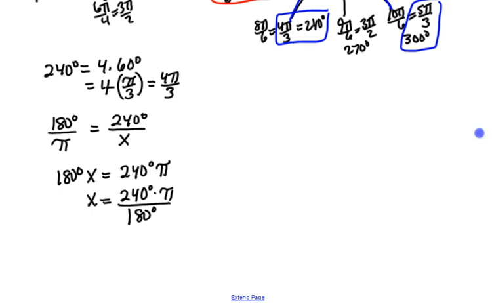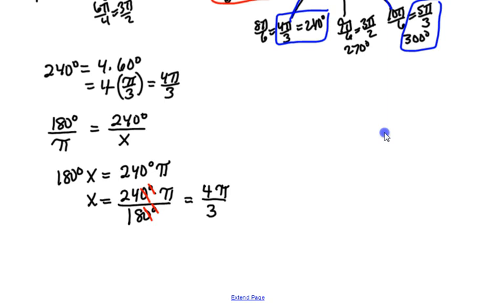Now I don't like this one as well because I have to do some work reducing the fraction. The degrees cancel out. I divide these both by 10 and I would get 24 over 18. Well, 6 goes into 24 4 times. So this would be 4 pi. 6 goes into 18 3 times. So that's 4 pi over 3. I honestly think that's more work though than just remembering that 60 is pi over 3 and 240 is 4 times 60. But you can do it either way.